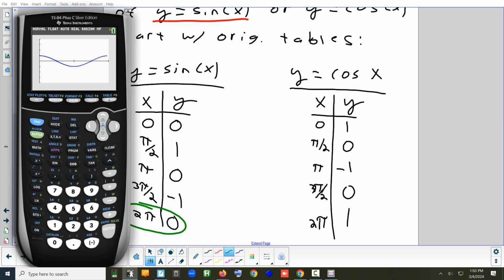Okay, so there's sine. Cosine. And it's exactly the same graph now. So that shows you that sine and cosine really are the same kind of graph, just shifted. And that's what we're going to study today. Shifting left and right.